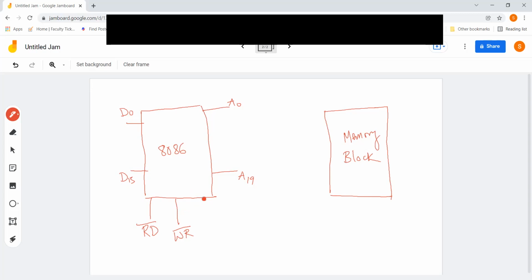Next, there is another line which decides whether we are connecting an IO device or a memory device. That is decided by one pin, which is called IOM. For 8085, it is called IOM bar, but for 8086, it is called IO bar M. That means if the signal is low, we are doing an IO operation. If the signal is high, we are doing a memory operation.